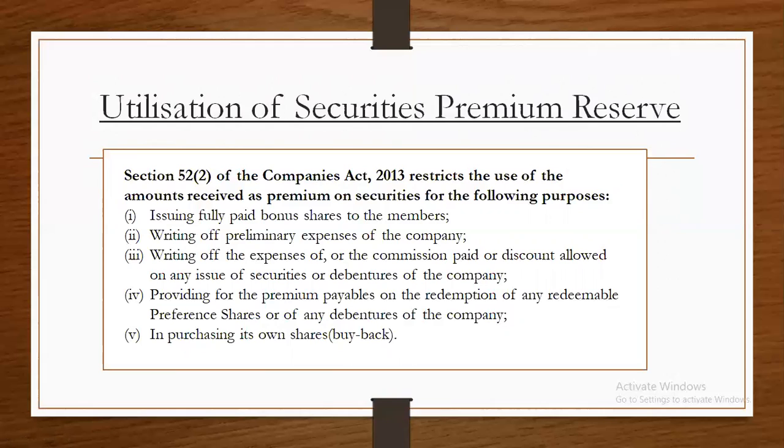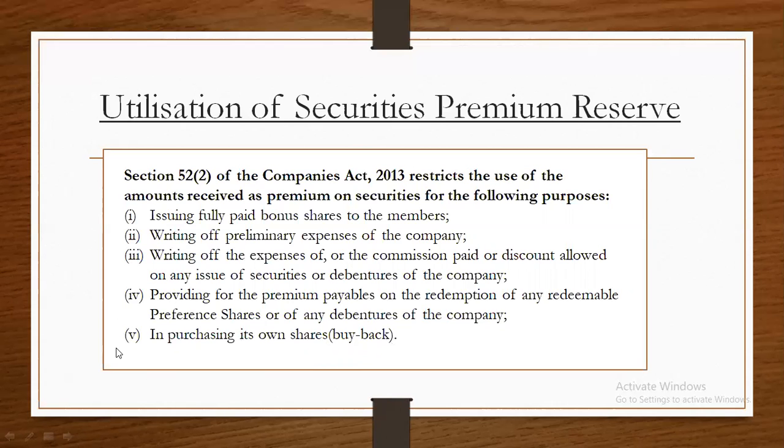Number 2, for writing off preliminary expenses of the company. Number 3, writing off the expense or the commission paid or discount allowed on any issue of securities or debentures. Number 4, providing for the premium payable on redemption of any redeemable preference shares or any debentures of the company. And number 5, in purchasing its own shares or buyback of shares. So students, please make it clear, the amount of security premium reserve can be utilized only for these 5 purposes only.